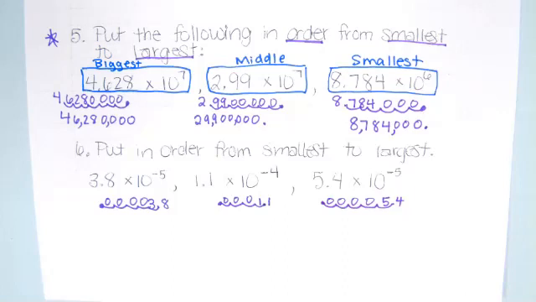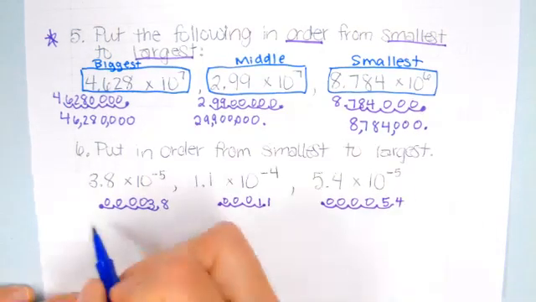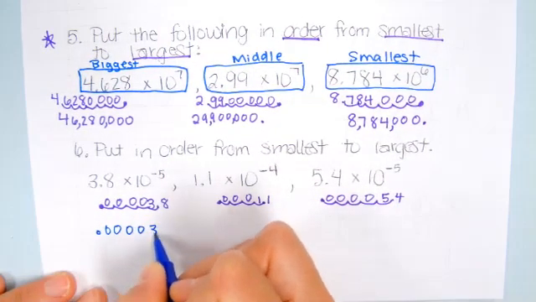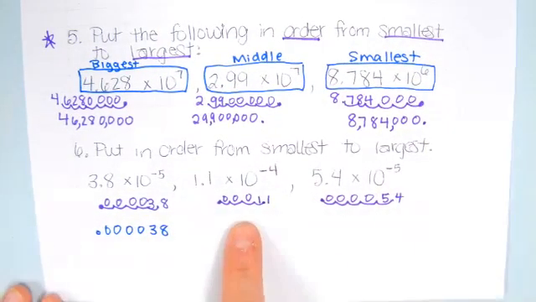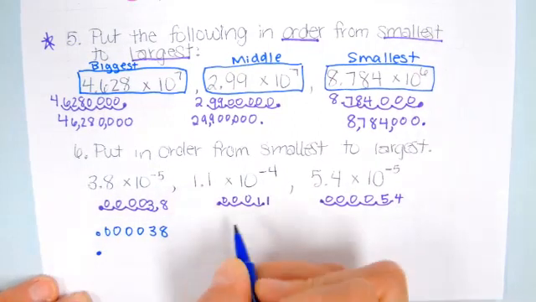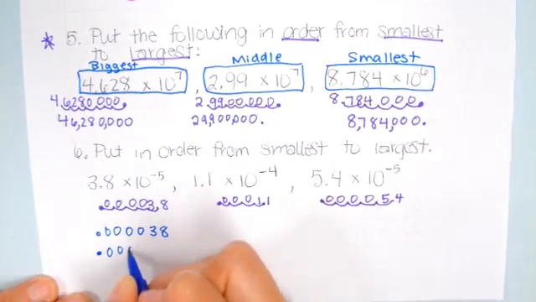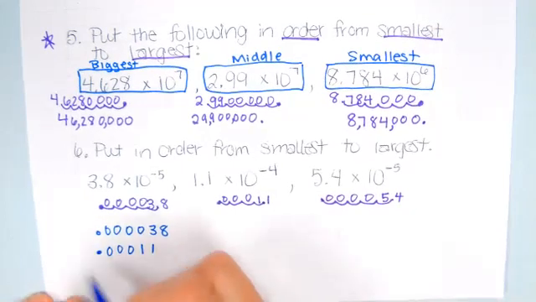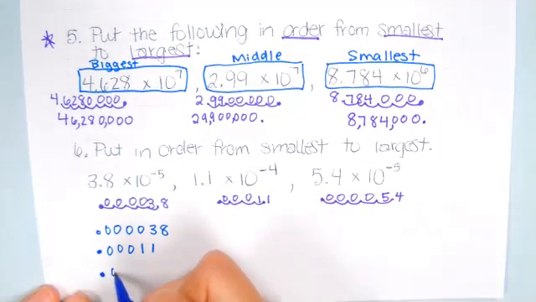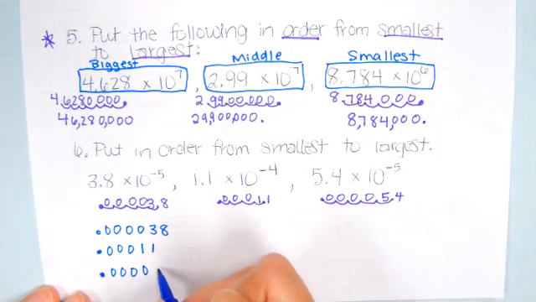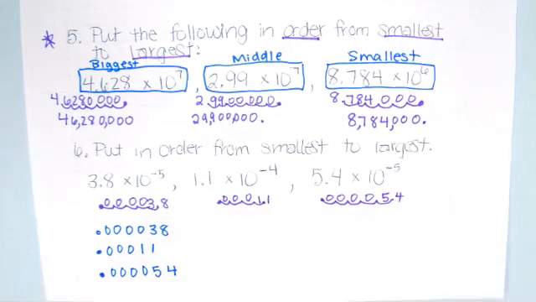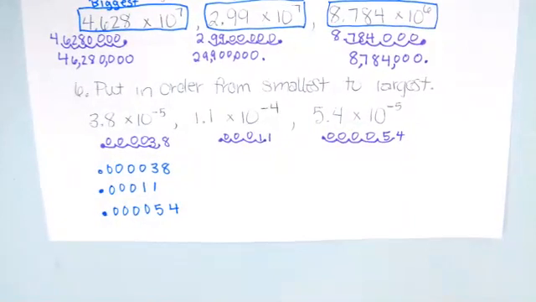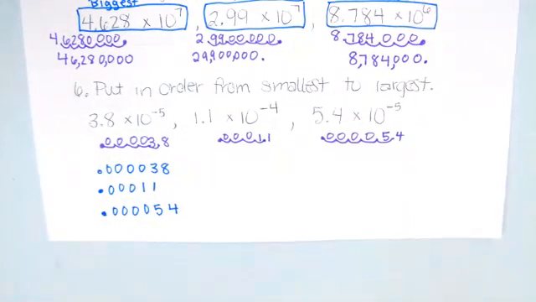All right. So we're going to start with that first guy, and I'm going to do 1, 2, 3, 4, 3, 8. I'm going to do the next one. Point. Now this time I only have 3 zeros. 1, 2, 3, 1, 1. And then I'm going to line the next one up. Point. 1, 2, 3, 4, 5, 4. Okay, here is now how you figure out which one is the smallest, okay?